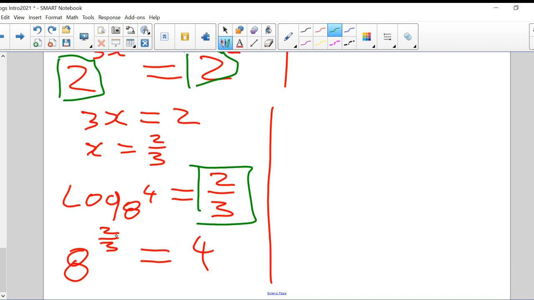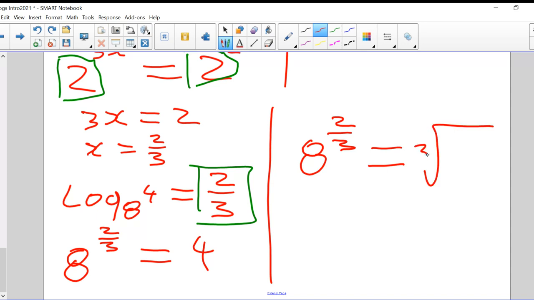What does the 2/3 mean as an exponent? Does anybody remember what that means? You're supposed to have done rational exponents, I want to say in grade 10, might have been grade 11. What does that mean if I'm raising something to the power of 2/3? No? I'll tell you, because it doesn't look as if anybody remembers it. It means the cube root of 8 raised to the power of 2.